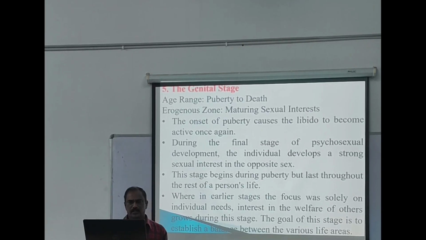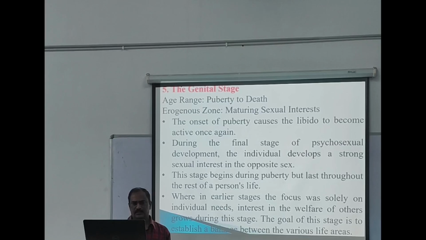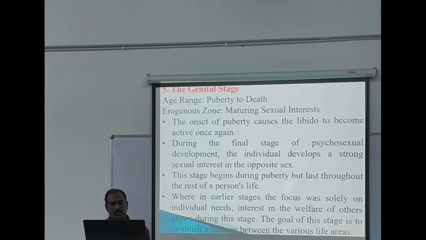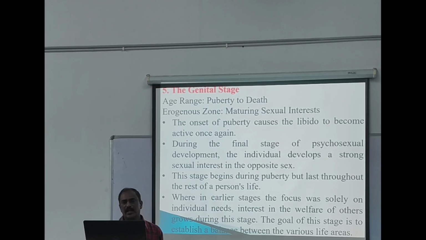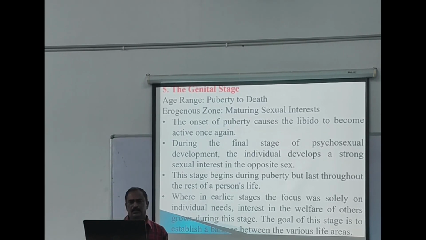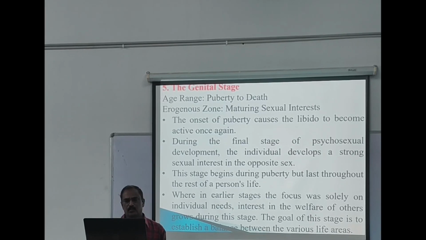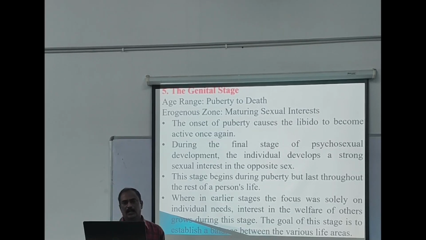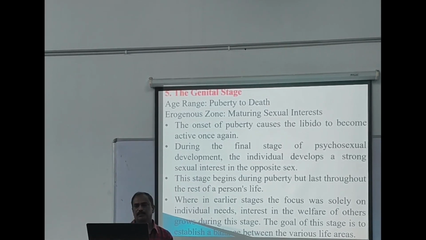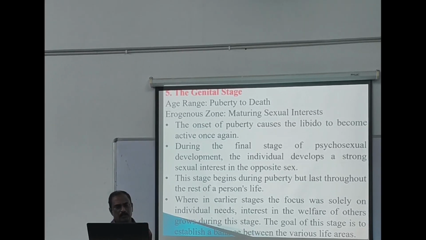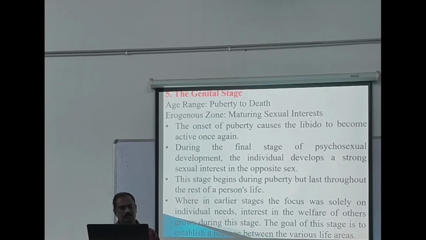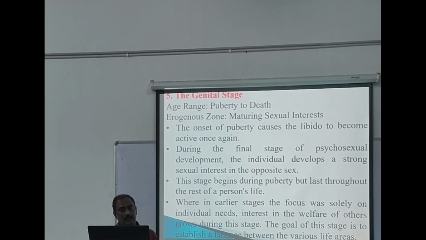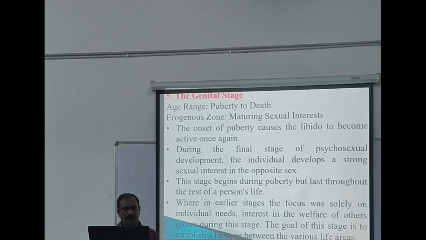Now other relations are coming up, unfortunately. So this is the age to develop a strong sexual interest in the opposite sex. This stage begins during puberty, but lasts throughout the rest of a person's life until he dies. So this strong sexual interest in the opposite sex will remain from puberty until the death of the person. We have to remember, but we can control it and we can make a good life, but interest in the opposite sex will be active throughout our life.